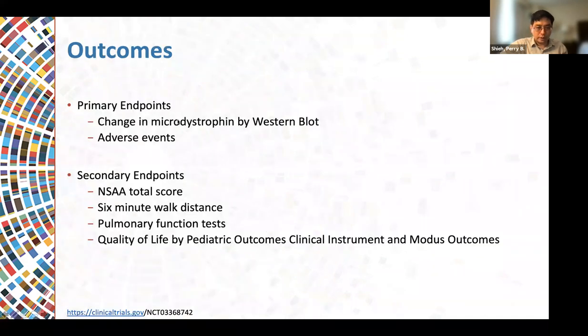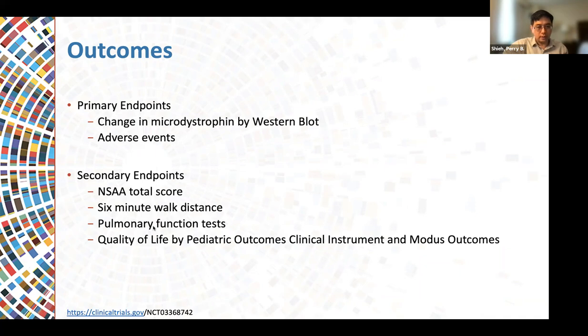And what they were also interested in was fairly similar. They were looking at how much of the transgene dystrophin, the microdystrophin, that's why we call it microdystrophin, because it's a miniaturized version of dystrophin, was ending up in the muscle as measured either by Western blot, or perhaps in the other ones, looking at safety.